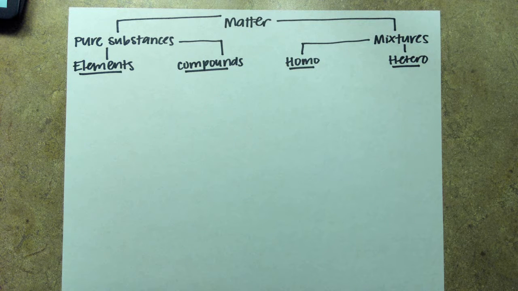In this video, we're going to talk about the different ways we can classify matter. I'm going to make this flowchart on my sheet of paper right here in this video, and so I suggest that y'all take out a notebook, sheet of paper, and follow along with me.